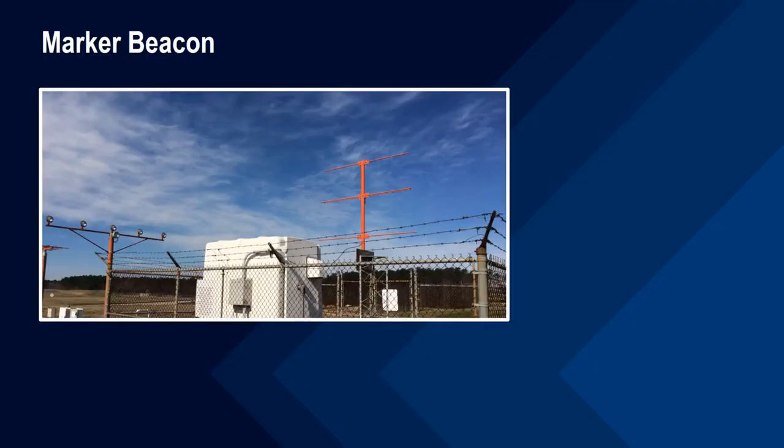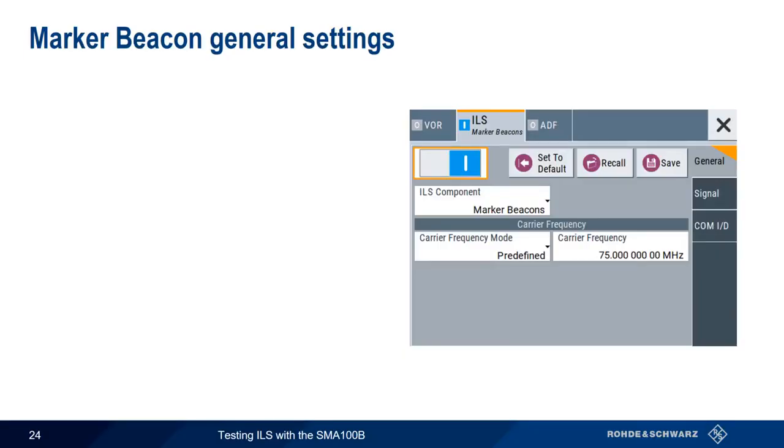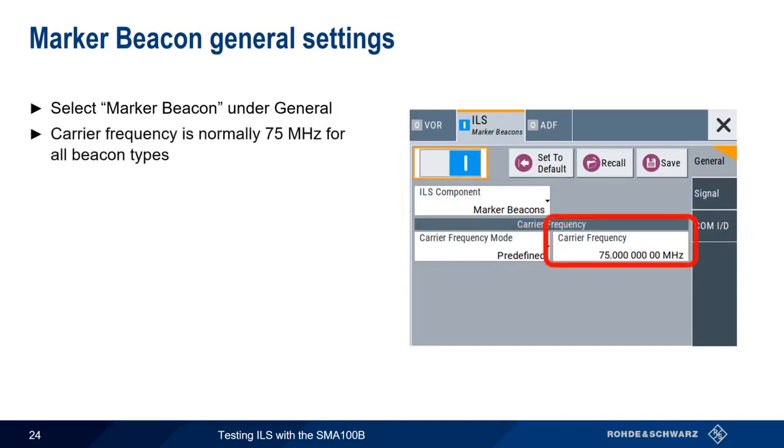Now it's time to look at marker beacons. Compared to localizer and glide slope signals, marker beacon signals are very easy to understand and very easy to configure. To configure a marker beacon signal, start by selecting marker beacon as the ILS component. Since all marker beacons typically operate at 75 MHz, the default carrier frequency of 75 MHz should work in most cases.